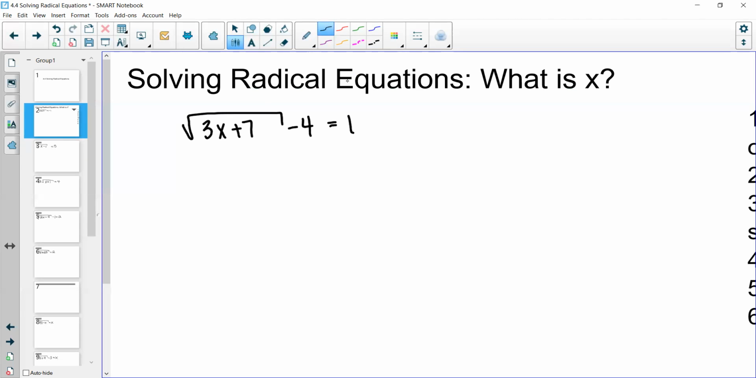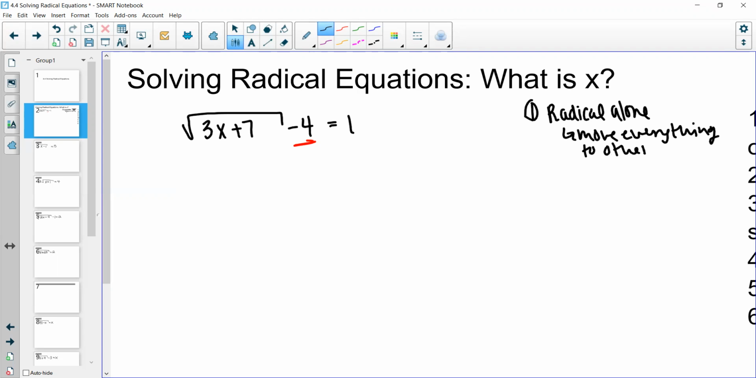Now, when we solve these, we're going to follow a couple steps. The very first step is to get the radical alone or by itself. So when we talk about getting the radical alone, what that means is, do you see how this one has this minus 4 attached to it? Because it has that 4 there, it's not all by itself. And so then if we were to try to square both sides, we would have to do some FOILing. So what we want to do first is get the radical alone by moving everything else to the other side.